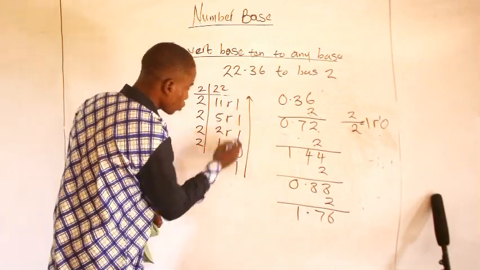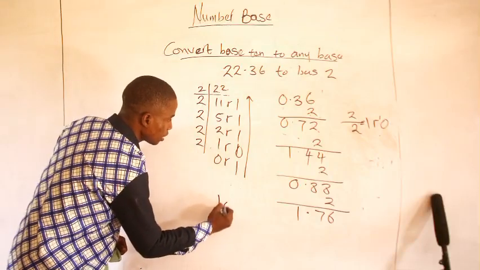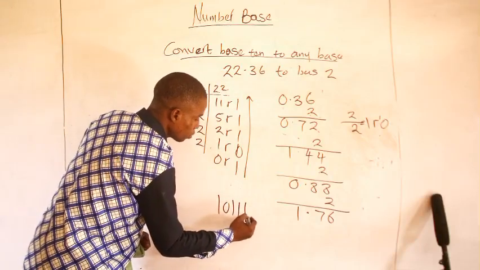Approximately to 3. 1, 2, 3. You now first write this one with the 1, 0, 1, 1, 1. Point what?